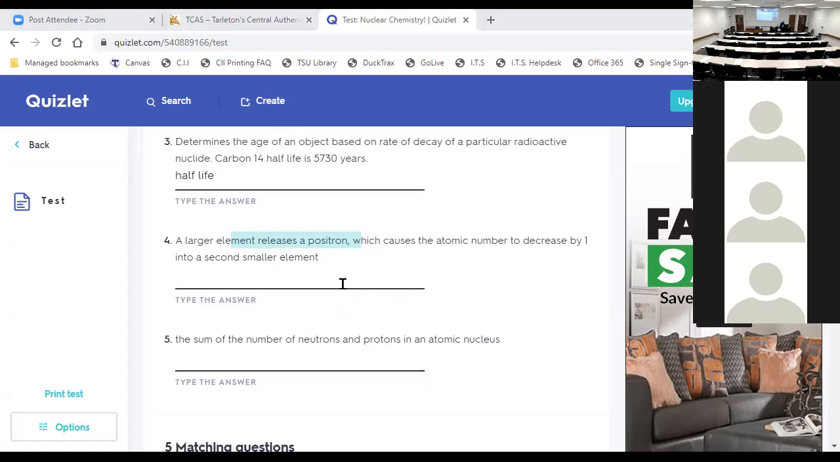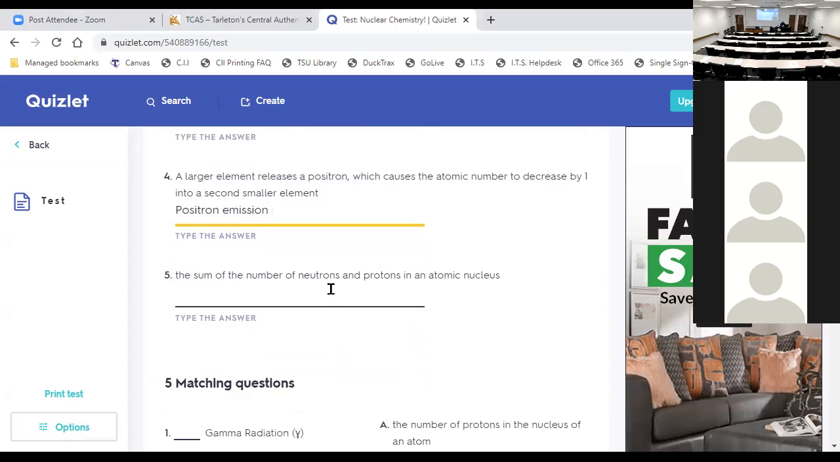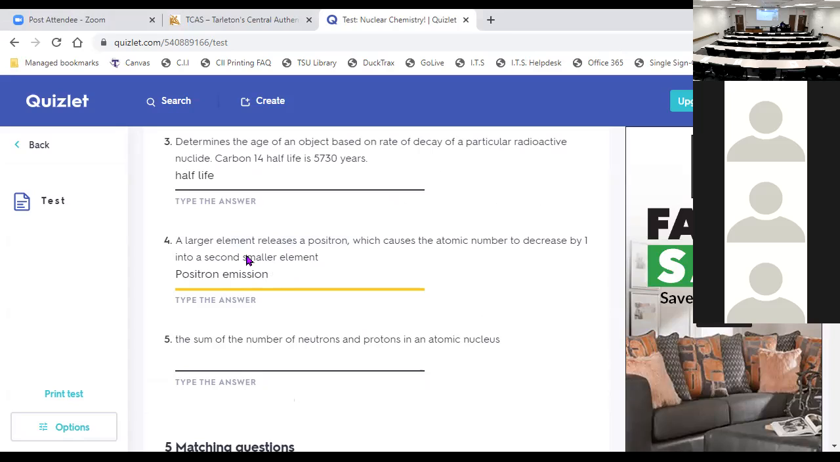That one is going to be positron emission. Positron emission is where it releases a positron. If you remember, a positron is a positive electron. You can kind of guess that from its name, just positive electron, the roots of both words. When it emits a positron, the atomic number decreases by 1 into a smaller element.